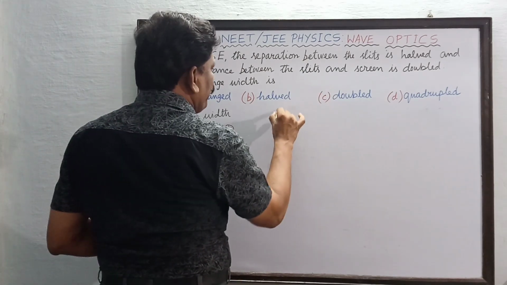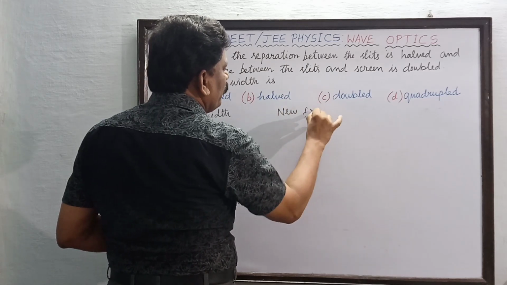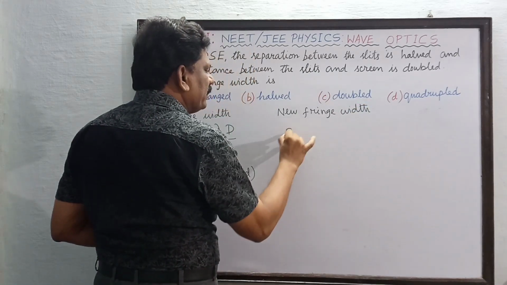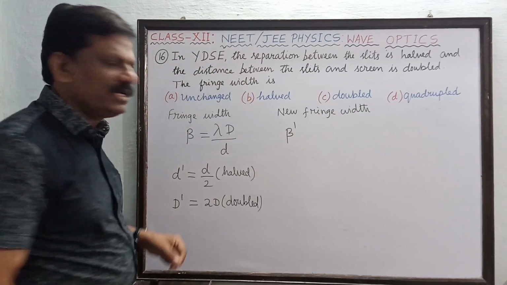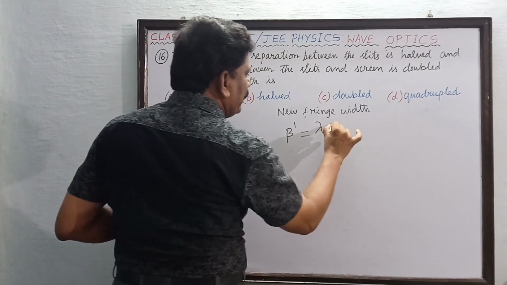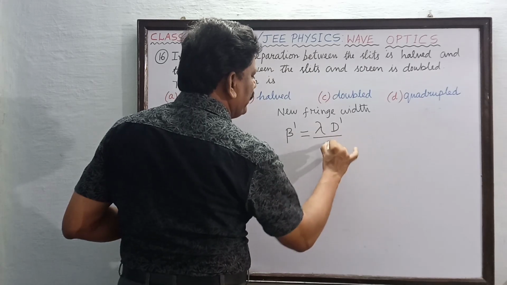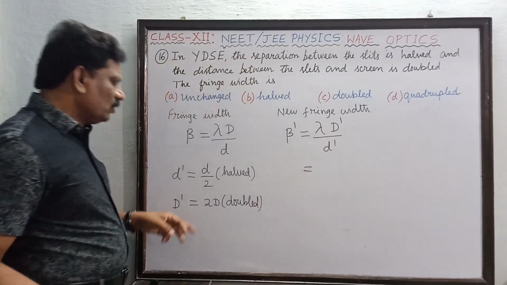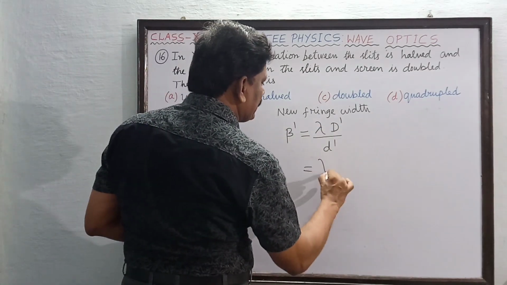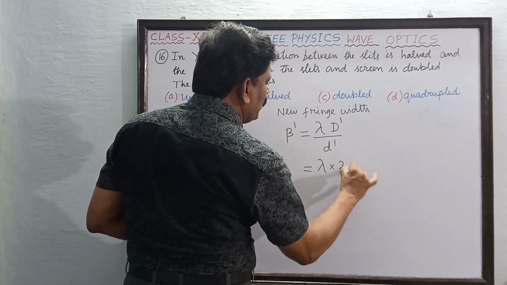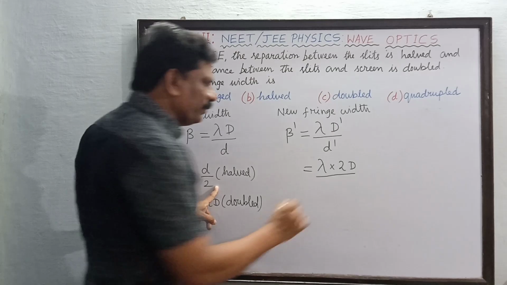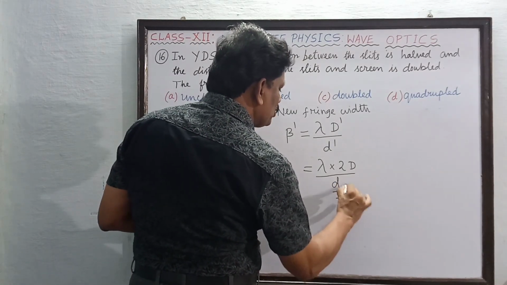So the new fringe width has to be calculated. Let us use the symbol beta dash. So beta dash, using the same wavelength of light, is lambda into D dash divided by small d dash. Instead of capital D dash, we have to substitute 2D. So this is lambda into 2D divided by small d dash, which is equal to d by 2.